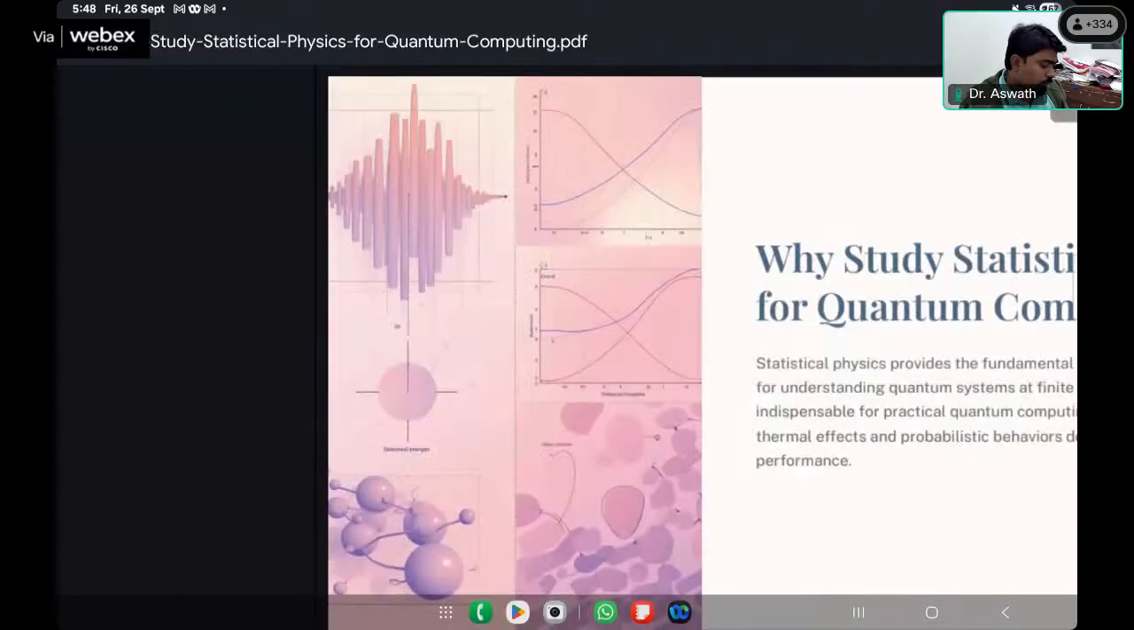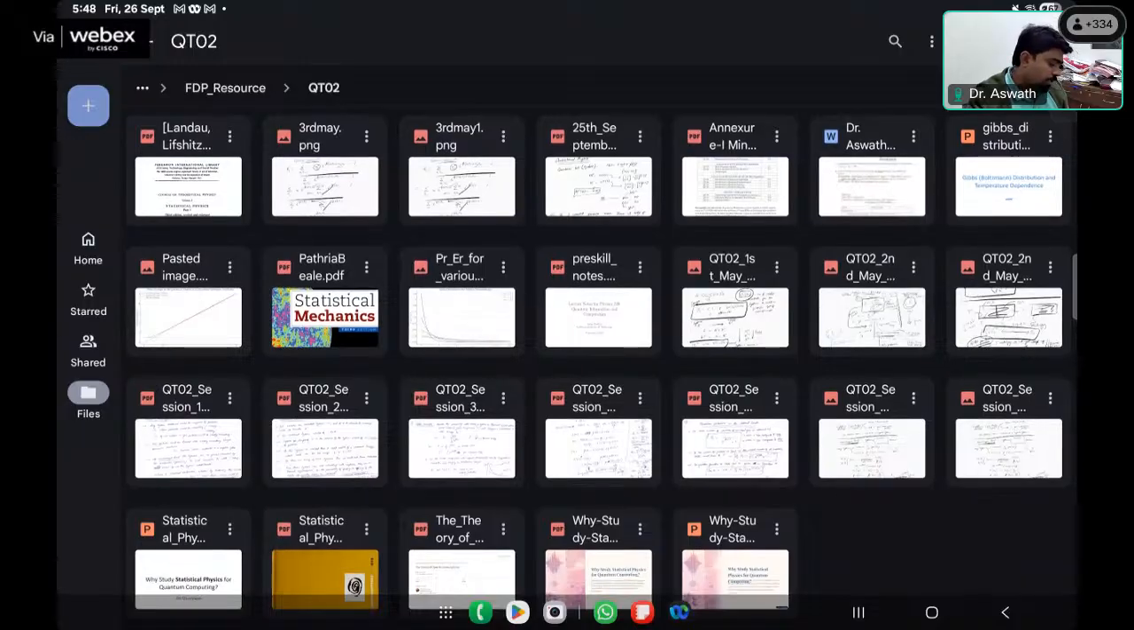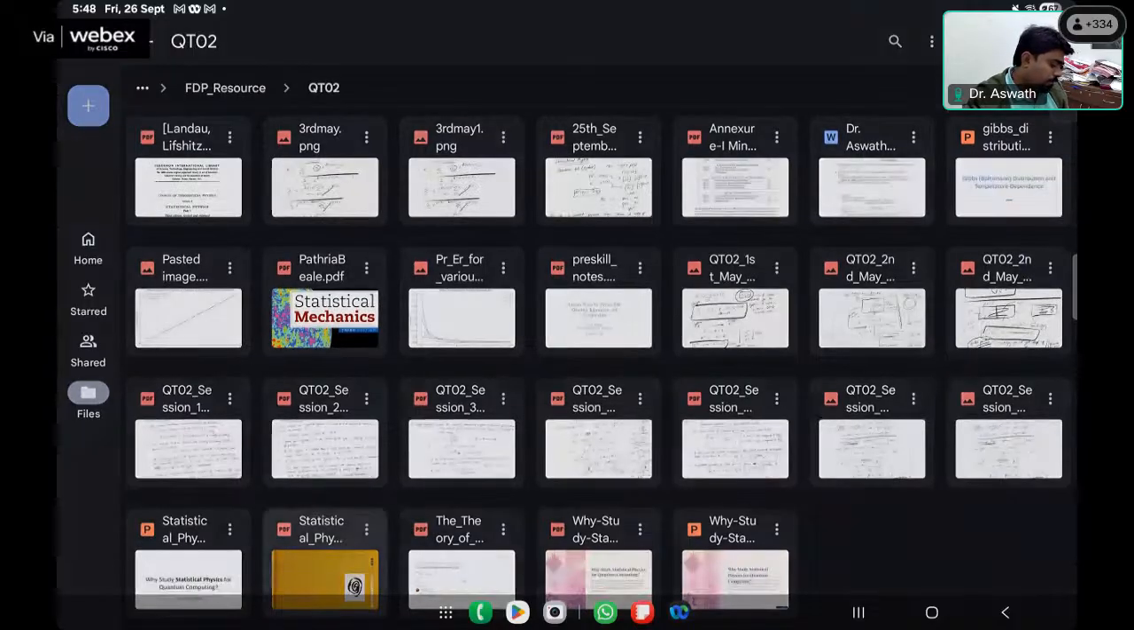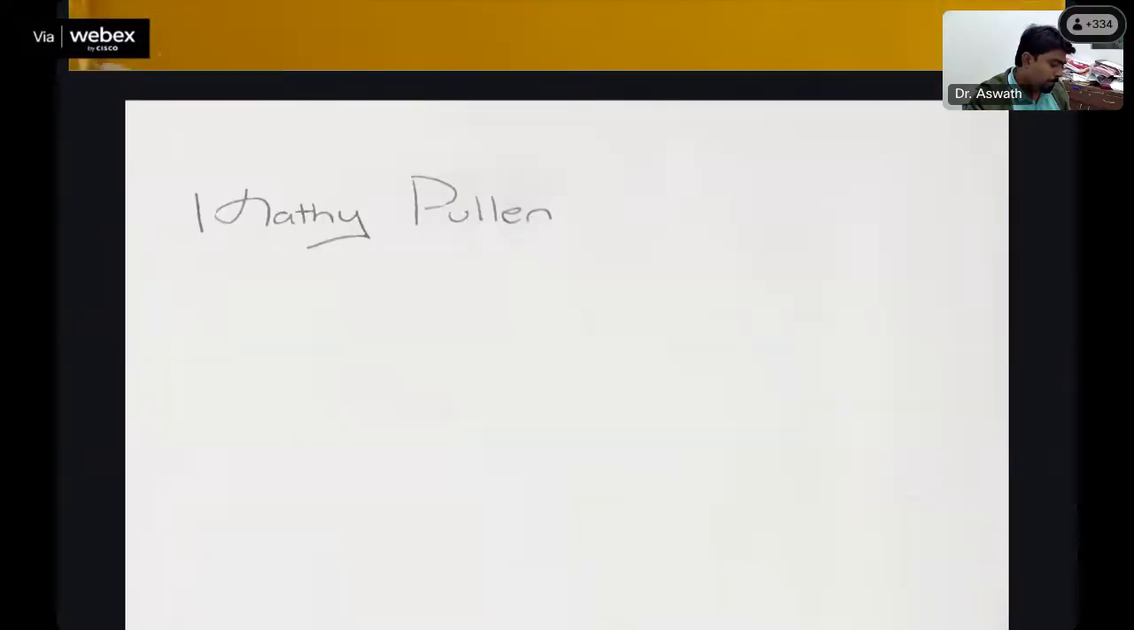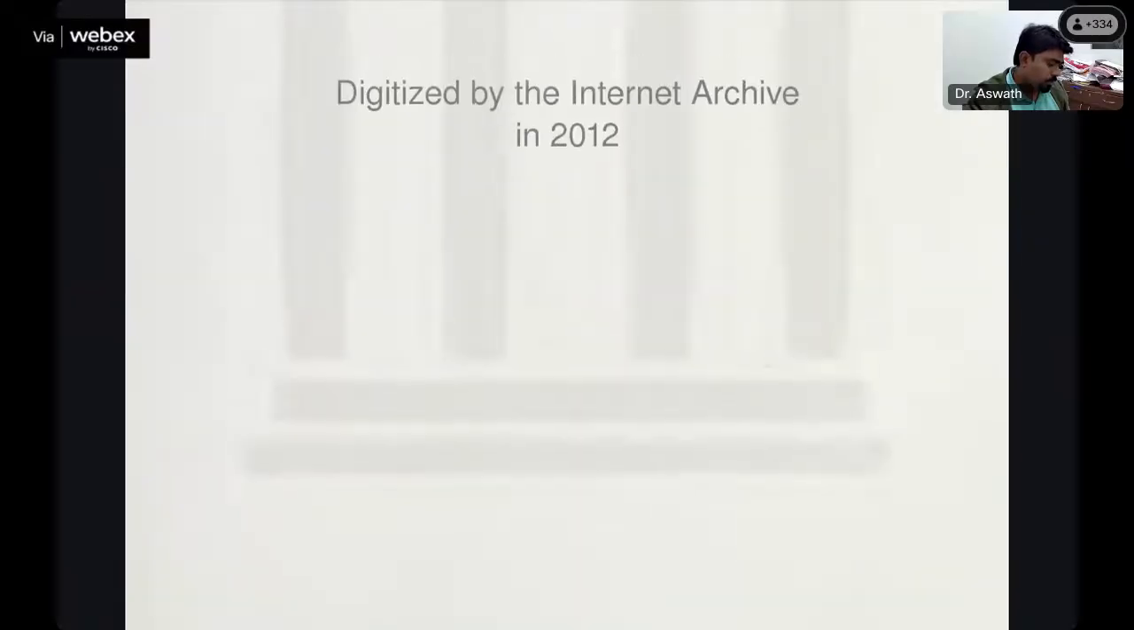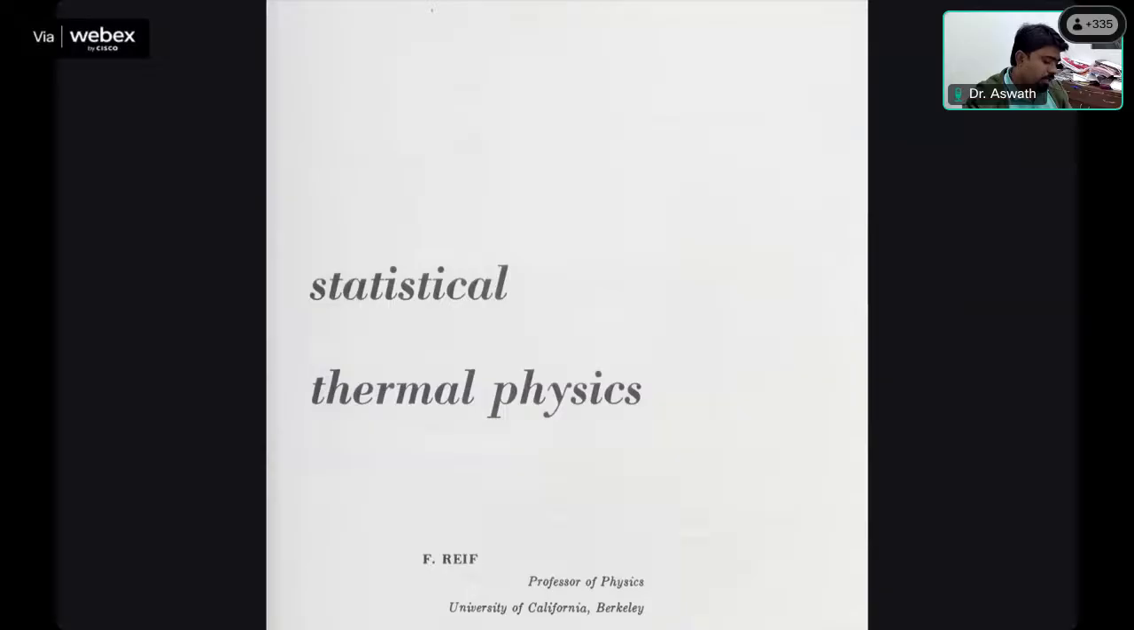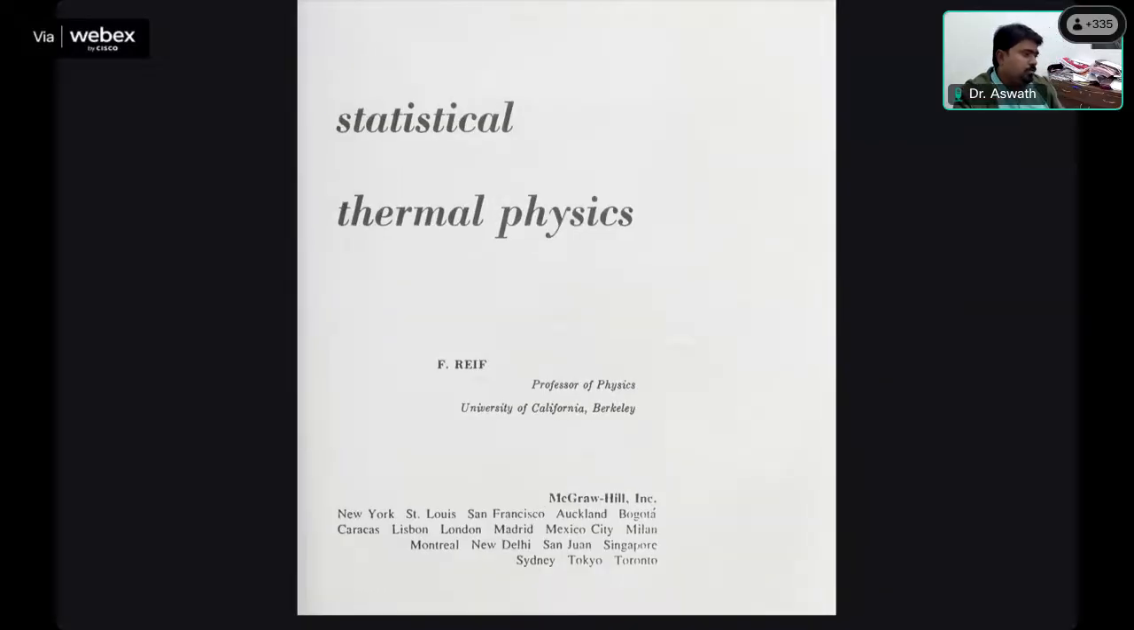If somebody has any problem understanding my lecture notes, I'll be sharing this book, which is available on the net, by the way, and you can refer to that. Let me go. It's 680 pages, so it will take some time. This is a very good book for statistical physics, not QT02, I'm sorry.